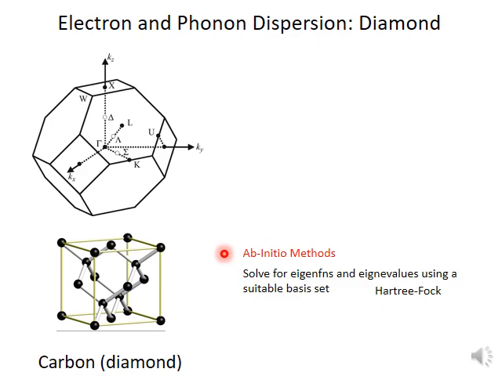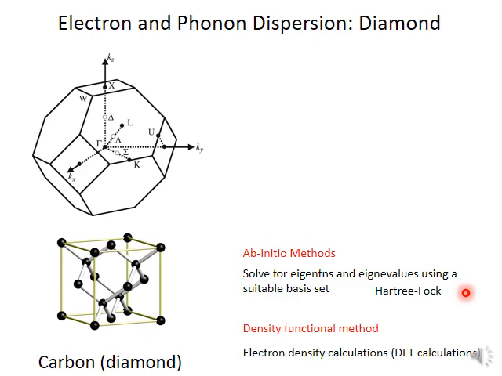Or you can also have a basis for electronic waves, where you select a basis of atomic orbitals and solve it for a certain structure. In that case, the method is called Hartree-Fock. These are ab initio methods, but usually they require higher computational power.